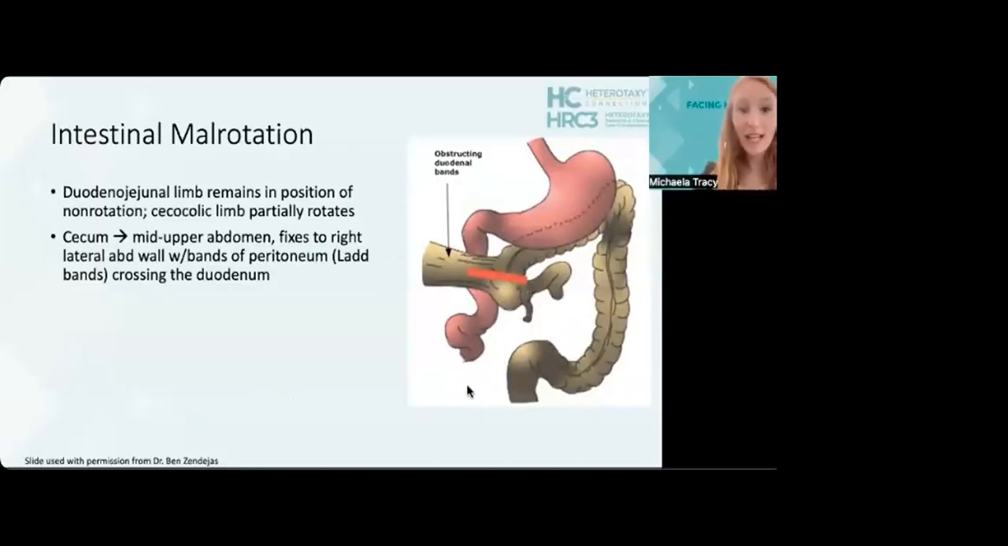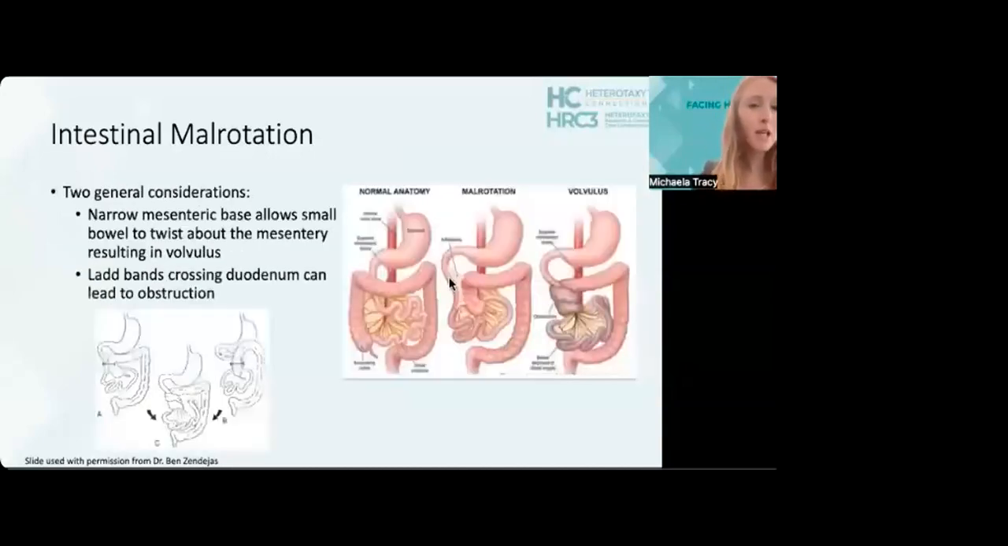And then instead of having that nice long ligament of Treitz, that nice long diagonal, you have what are called Ladd's bands, which are essentially strong tissue bands that attach the cecum to your abdominal wall. You can see here that it crosses over the duodenum, which can be a problem, causing obstruction, and it can also lead to something called volvulus. So the two main considerations when thinking about intestinal malrotation are those two things.